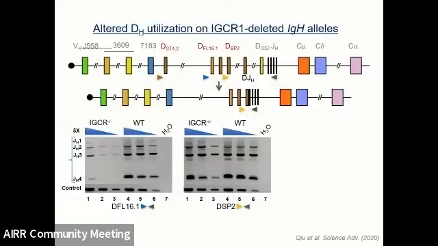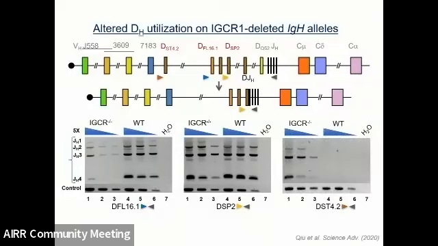So what you can see is that if you use DFL16 as the primer pair, compared to wild type on IGCR deleted alleles, the frequency of DFL16 recombination goes down. The frequency of DSP2s, the intervening D gene segments, does not change. And when you look at the newly incorporated DST4.2 that did not recombine on wild type alleles, now that begins to recombine at reasonable levels on IGCR deleted alleles.